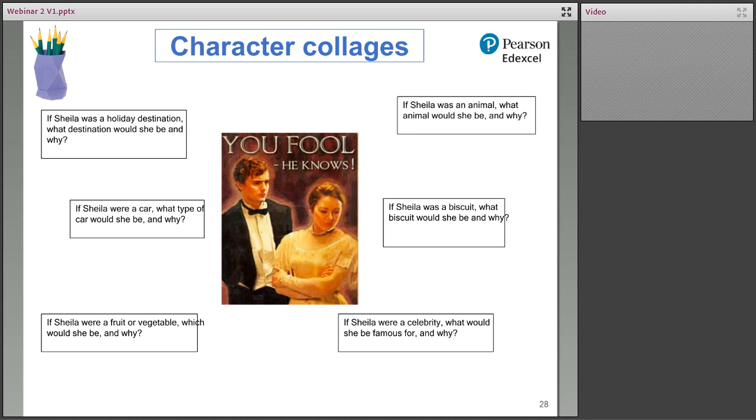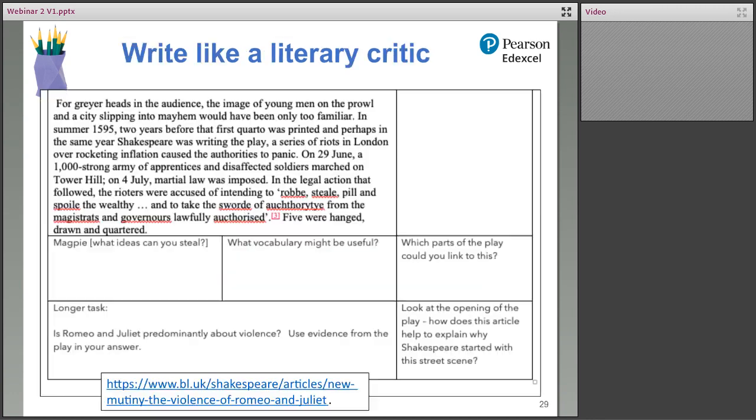The final one is more for higher ability, and this is something, again, I pinched off somebody on the internet a while ago, so I don't pretend it's mine, but this is my version of it.